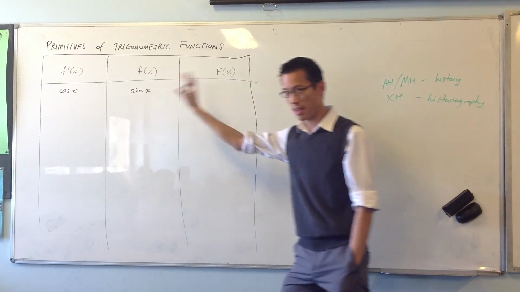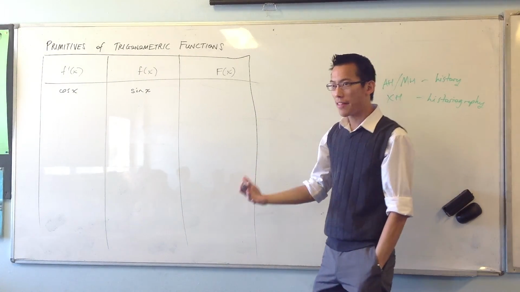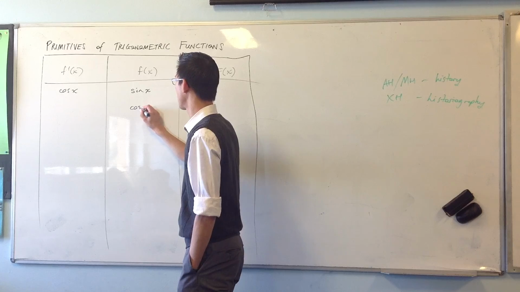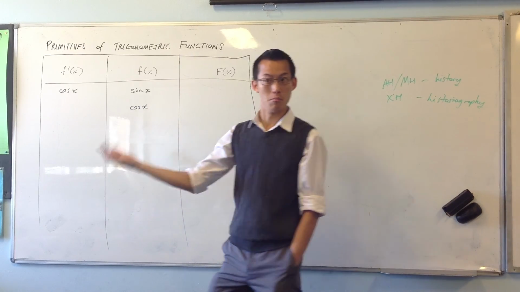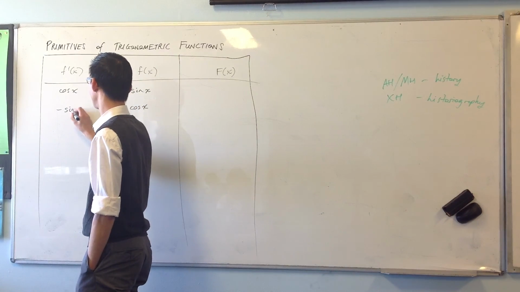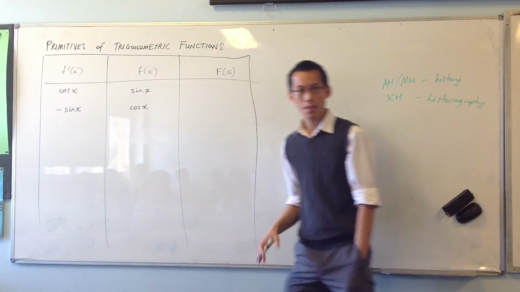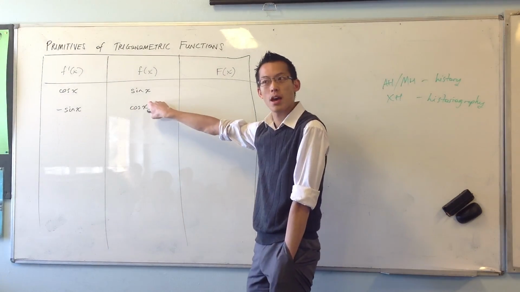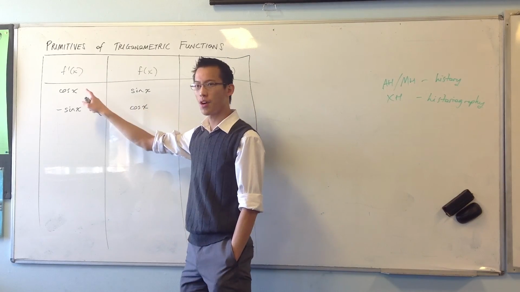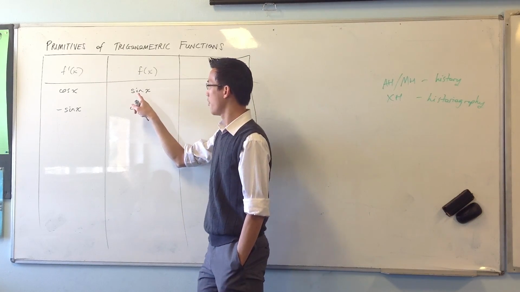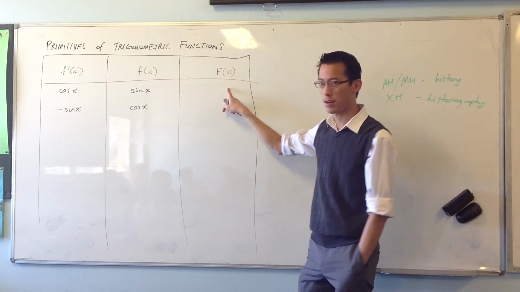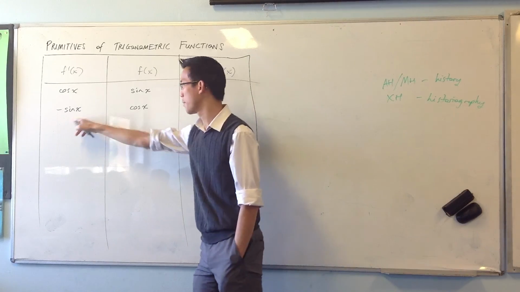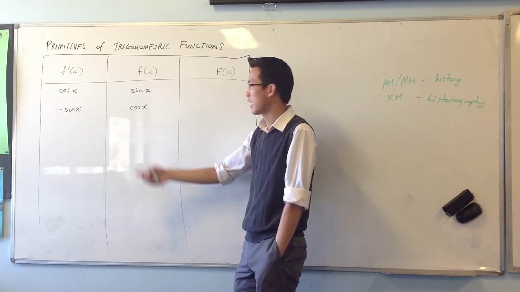Okay, now let's just keep that there for a second. What about the derivative of cos? What's the derivative of cos? Minus sine, yeah, good. Okay, now, that's enough for me to start thinking about what the primitive of sine will be, right? Because going from a function to its primitive is the same as going from a derivative back to its original function. That's what primitive means, okay?